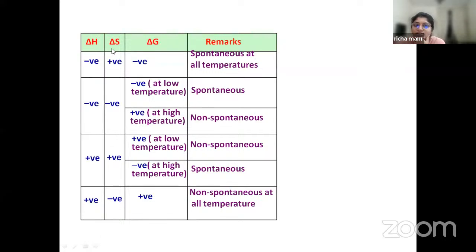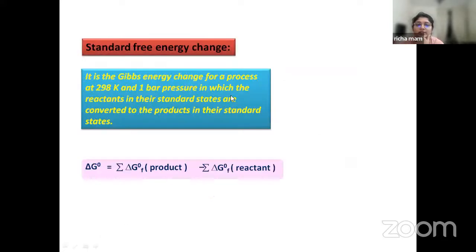When you have delta H and delta S negative, your delta G will be positive at high temperature and it undergoes non-spontaneous. Okay. Then delta H and delta S are positive and your delta G is positive at low temperature, it undergoes non-spontaneous reaction. Then when your delta H and delta S are positive and delta G is negative at high temperature, it undergoes spontaneous. So when your delta H is positive, delta S is negative, your delta G will be positive and it is non-spontaneous at all temperatures.